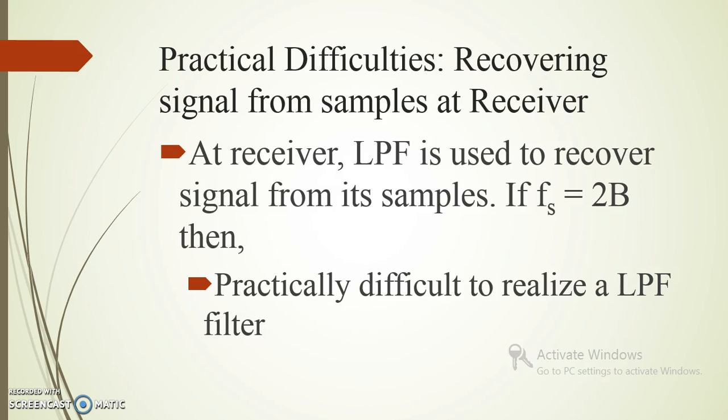The practical difficulty is while recovering the signal from the samples at the receiver. At the receiver, a low pass filter is generally used to recover the signal from its samples. If you keep Fs equal to 2B, then an ideal low pass filter is required, only then can you recover the signal. This is practically difficult to realize, and it may result in infinite delay too. Let's understand it using the spectrum.